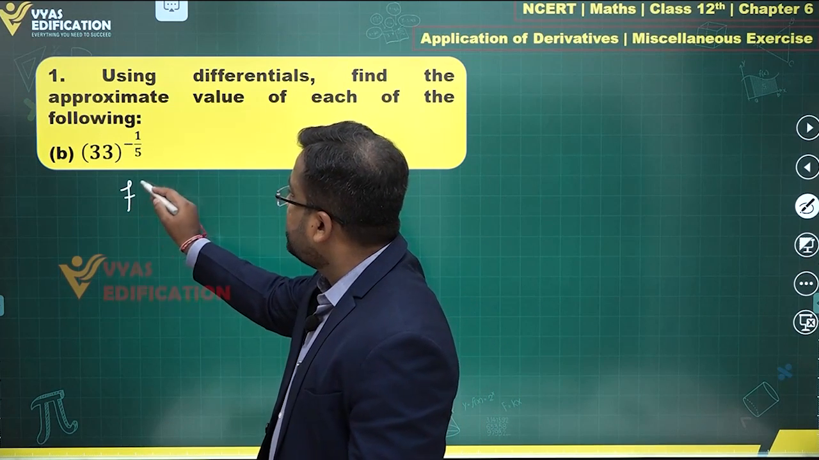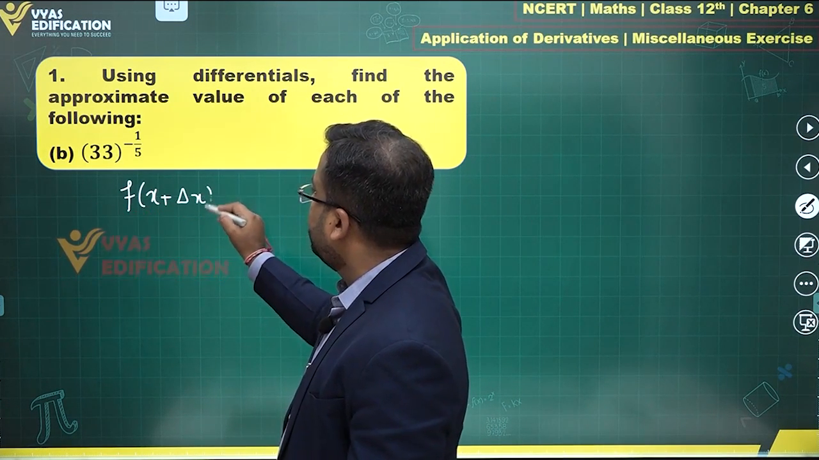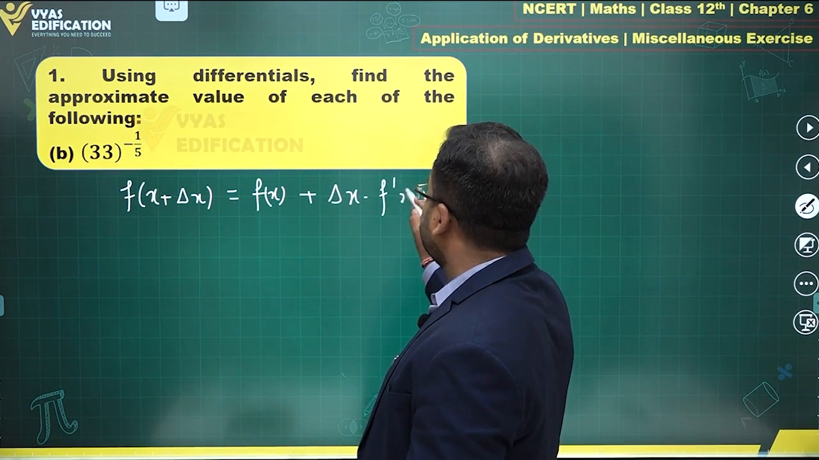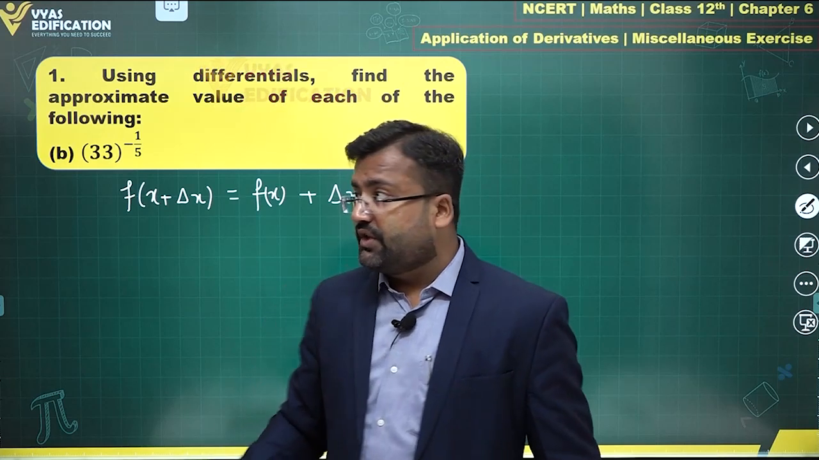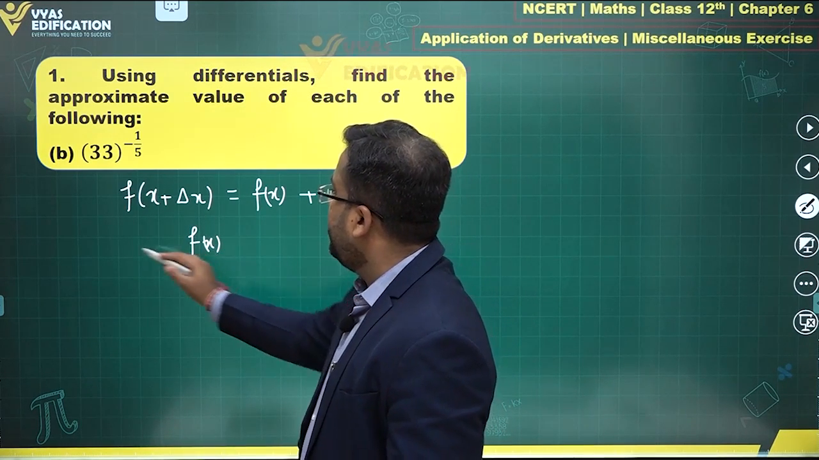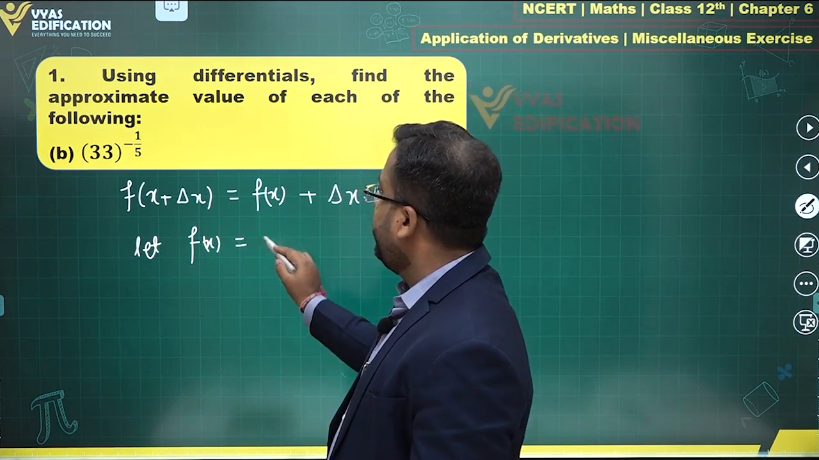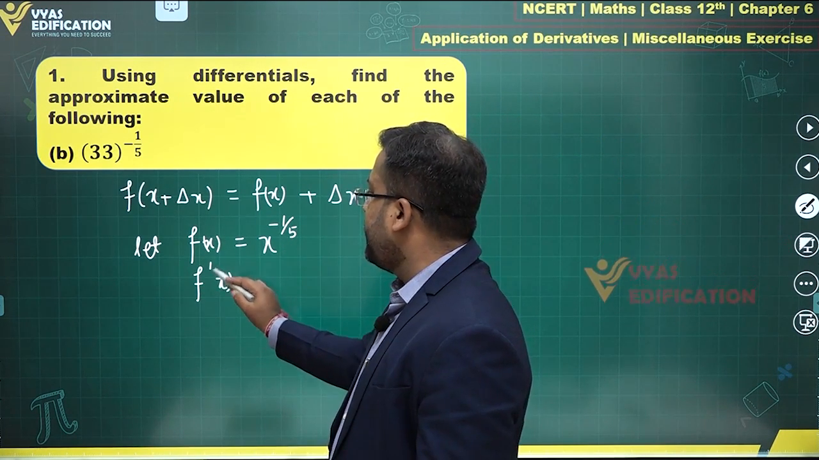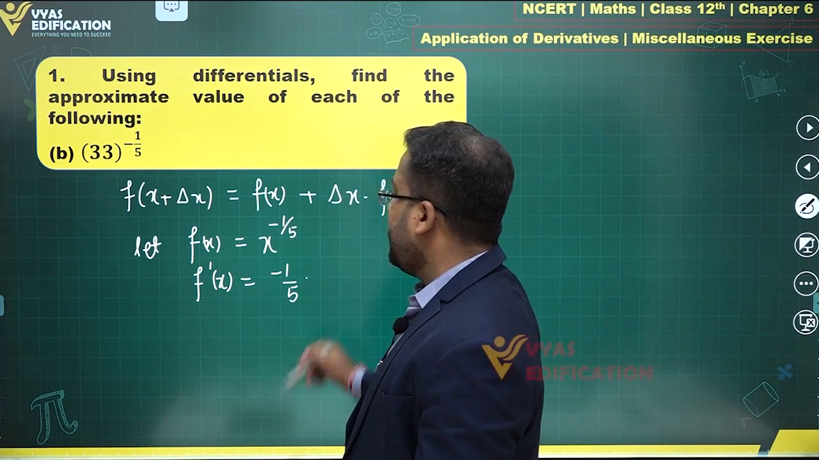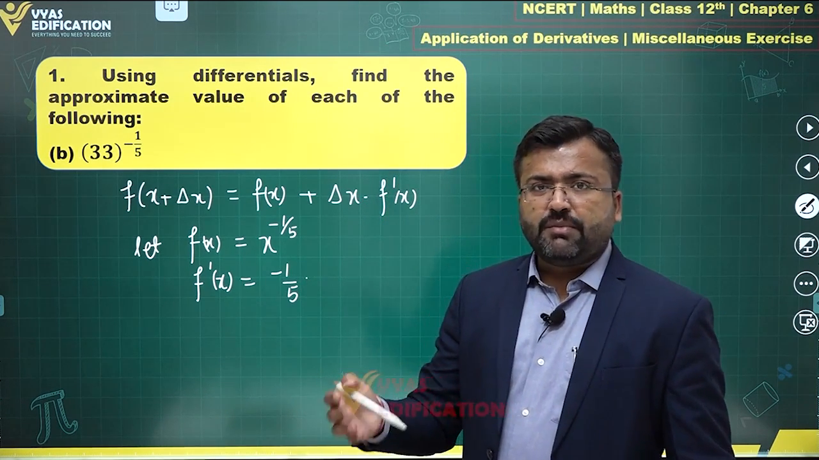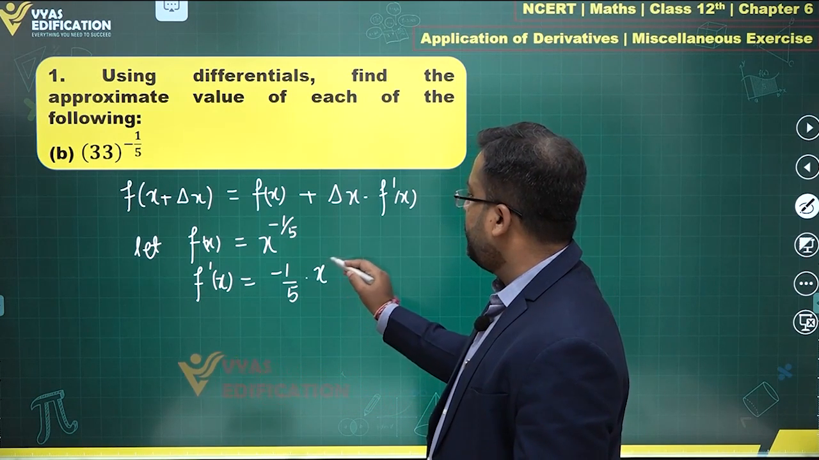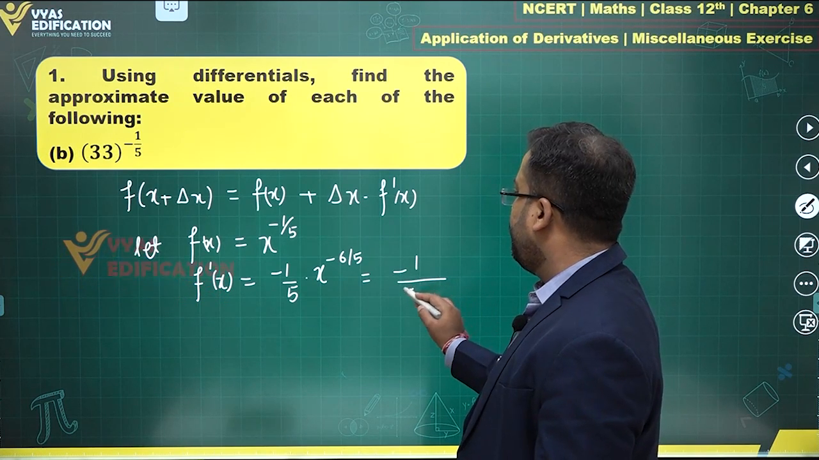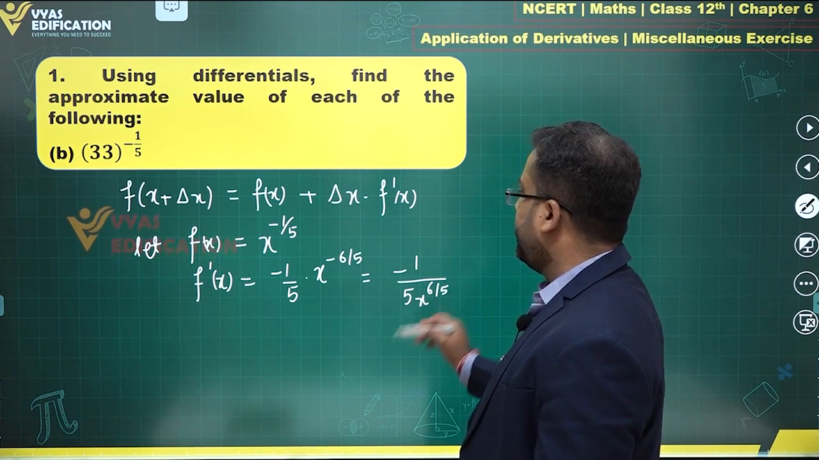Let's say f of x plus delta x is what we begin with. This is approximately equal to f of x plus delta x times f prime x. An important thing is to identify function f of x. Let f of x be equal to x power minus 1 by 5. Okay, so this tells me that f prime x will be minus 1 by 5 times x power minus 1 by 5 minus 1, which will be minus 6 by 5. X power minus 6 by 5 is what I'll have over here. This is minus 1 upon 5 x power 6 by 5 is what you'll get, right?